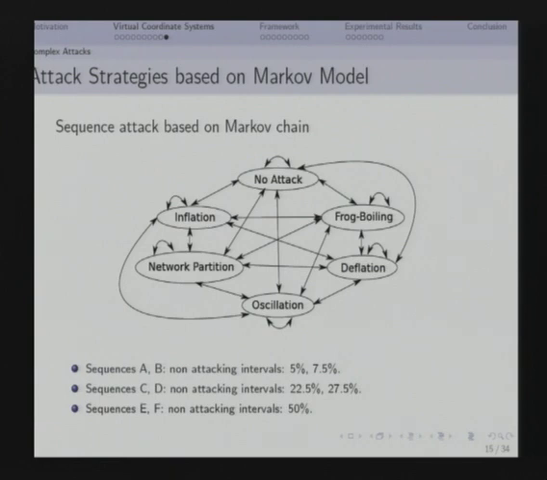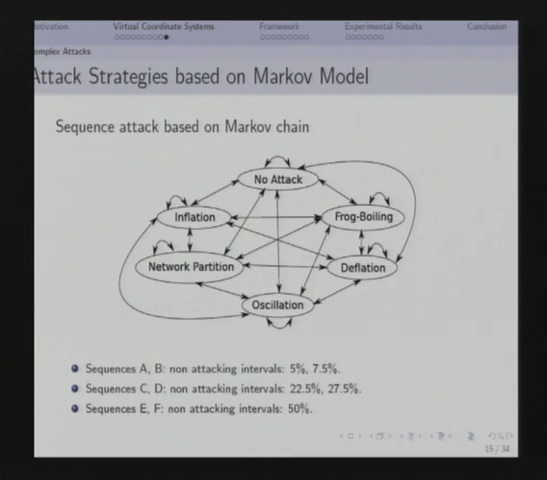The sequence attack is based on that Markov chain. This includes all the different attacks we know: inflation, deflation, oscillation, and the new advanced attacks of FrogBoiling and network partition. But we also have a state of no attack, in which the attacker will perform no attack. This chain is a single communicating class, which means that every state is reachable from every other state, and there are no restrictions on how often one state can be visited. The only requirement we made with this chain is that we always start in the no attack state in the beginning.